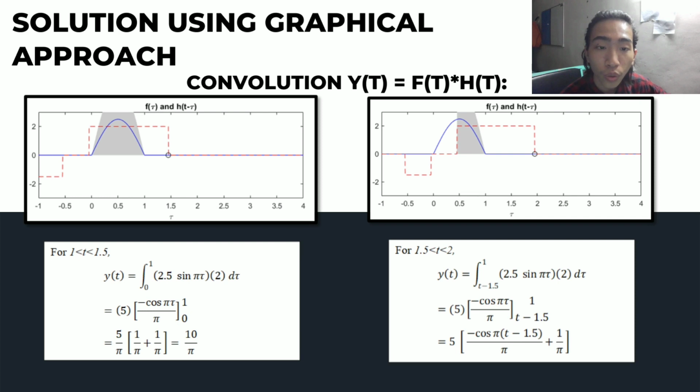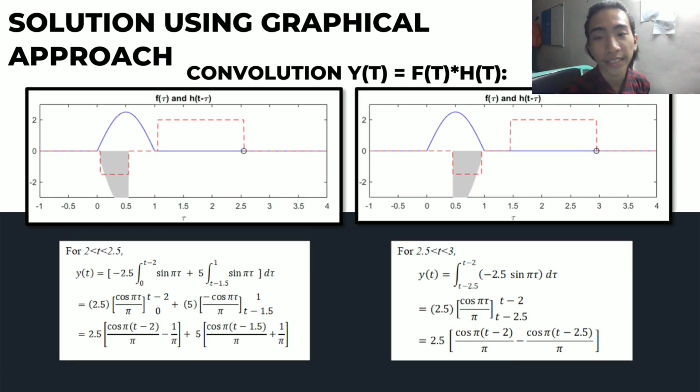Next, we start to look at the first rectangle in the h(t minus tau) signal starting to leave the f(t) signal, and we have slight overlapping between both signals. We integrate from t minus 1.5 to 1, 2.5 sine pi tau times 2, and we have the answer stated below: 5 times negative cos pi (t minus 1.5) over pi plus 1 over pi.